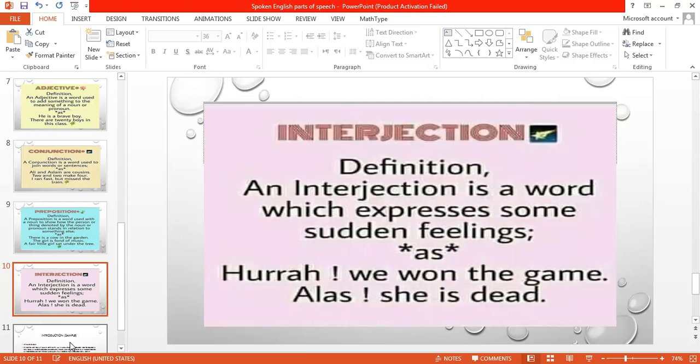For example, hurrah, we won the game. Hurrah, we are the winners. Alas, she died. Alas, her parents died yesterday in a road accident. So all these are interjections, in which we express our sudden feeling. Ah, ouch, hurrah, alas, oh my good days. All these are expressions that tell us about our sudden feeling of horror, joy, happiness, and these are called interjections.